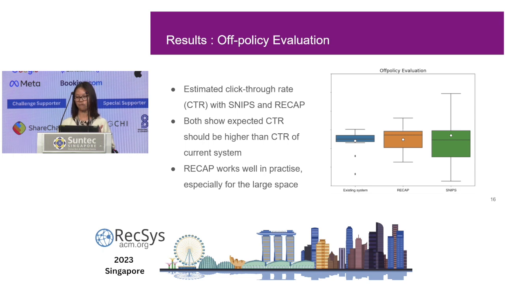That is the mean of the CTR. From this picture, we can see that SNIPS and also the recap suggested that our model would be able to result in a little higher click-through rate. And for the recap, we want to see that it estimates the CTR very well in practice. We also find that it works very well on a large space of arms. So this is another positive signal that our model is working as intended.